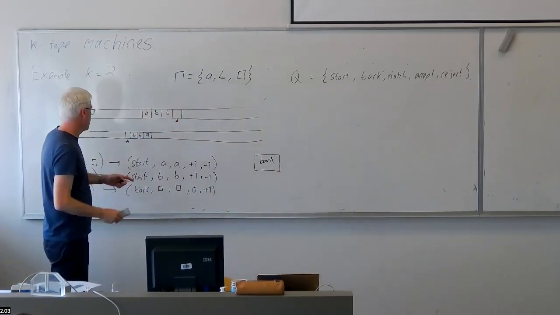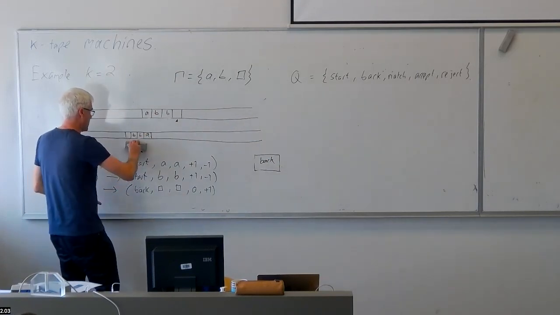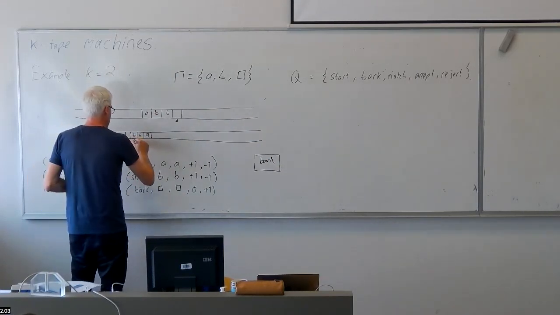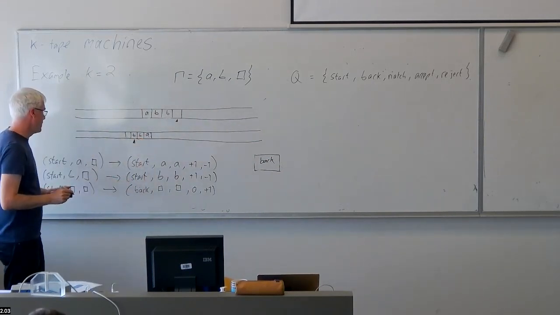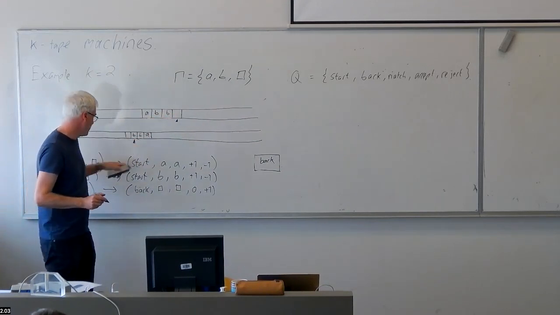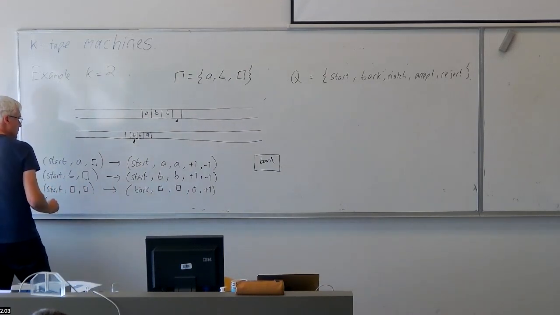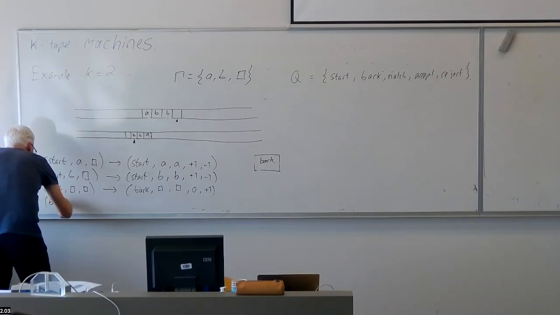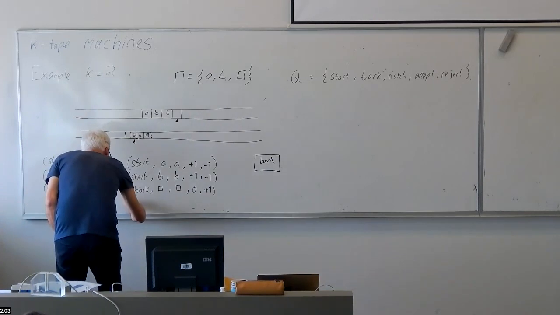We keep the blanks, we keep the first head where it is, and we move the second head one to the right. I'm just going to do one more step, and then that's going to be the end of the simulation. So we're now in the back state, we see a blank on the first tape and a B on the second tape, and in that case, we stay in the back state.